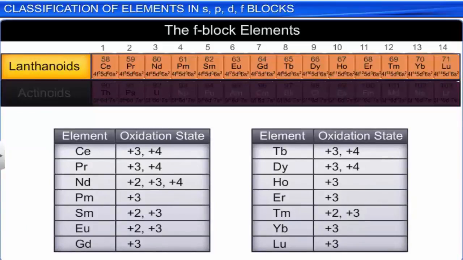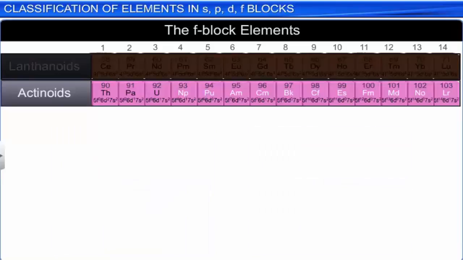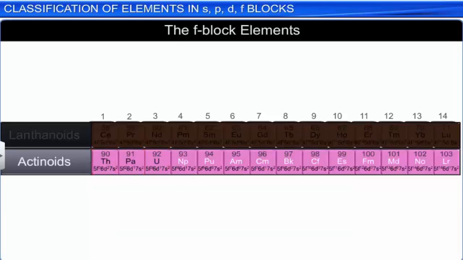Actinoids can exhibit a much larger number of oxidation states as compared to lanthanoids. Therefore, they have a more complex chemistry. Unlike the lanthanoids, actinoids are radioactive in nature. Very few of them, like thorium and uranium, occur in nature, and most of them are artificially made by nuclear reactions. The elements after uranium are called trans-uranium elements.